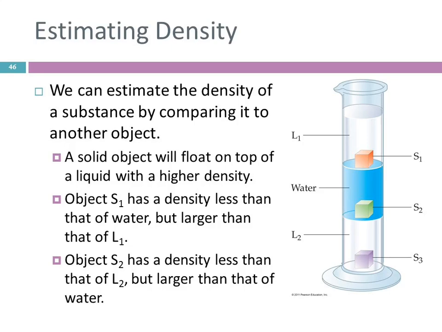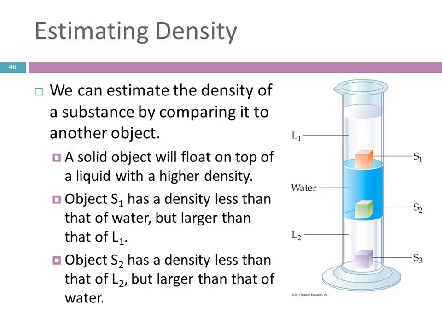We can estimate density in comparison to another object or liquid. So here's a graduated cylinder. I do a demo like this in one of my classes. We have 3 liquids in here. This one in the middle is water. Water will float on a liquid that is more dense. And up here we have a liquid that is less dense than water, and that floats on top of the water. This object, S1, must be less dense than the water because it floats.